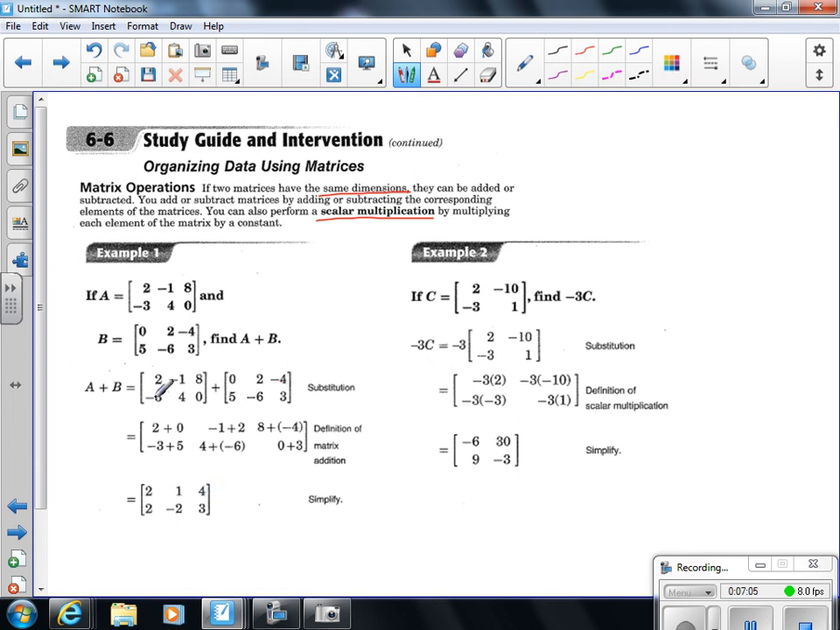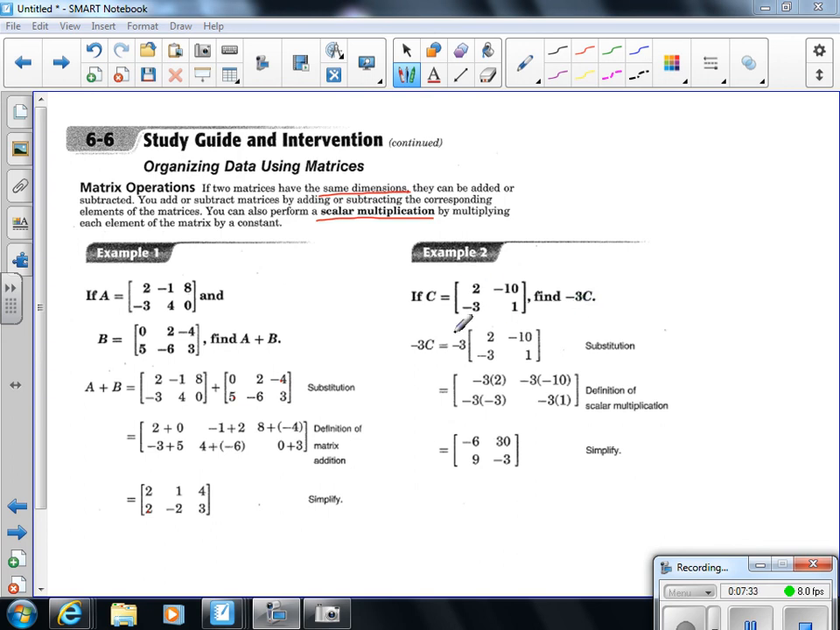Then I do the second row. Second row, column 1, a negative 3 and a 5 gives you a positive 2. A 4 and a negative 6 gives you a negative 2, and a 0 and a 3 gives you a 3. And so that's called your solution. So that's all you did, was you just added, but make sure that you take the same row and column by each other.